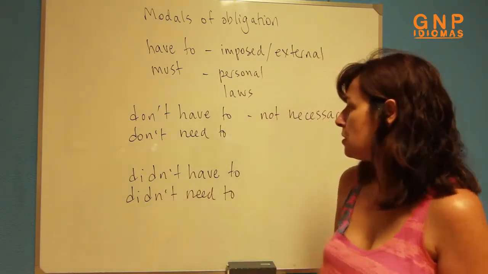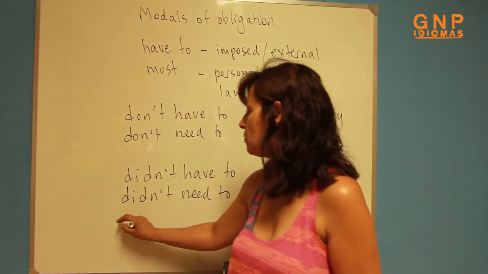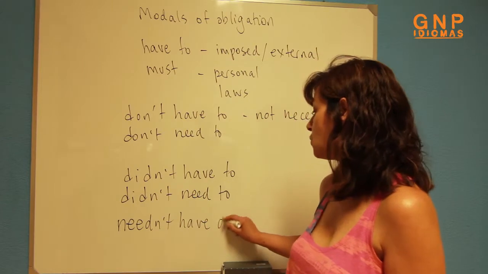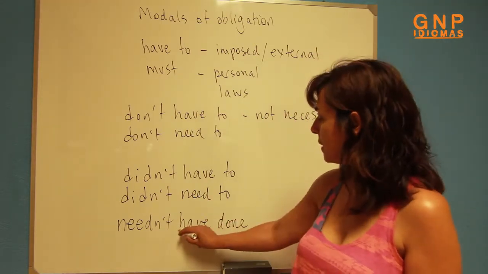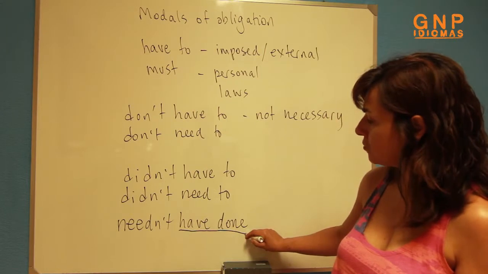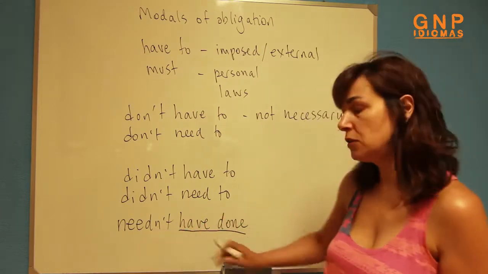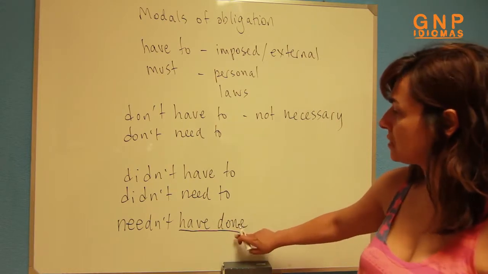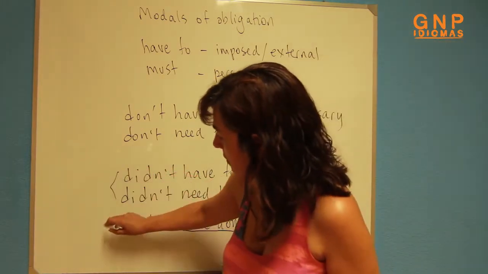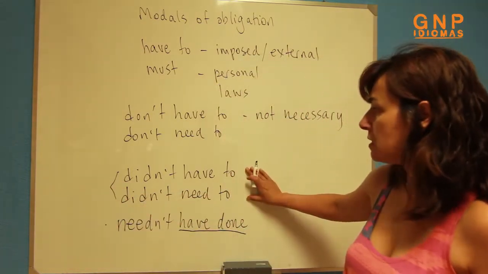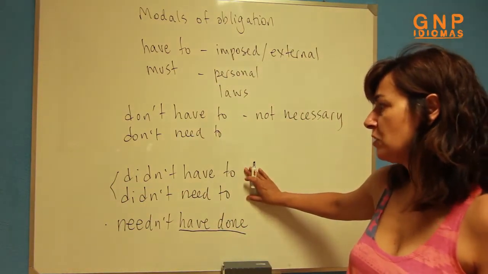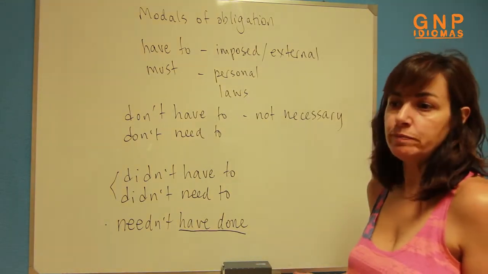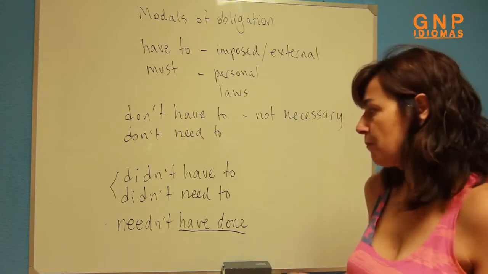But there is another structure which is needn't have done. All right? Also a past. You know that you use a present perfect structure after a modal, often to turn it into a past. This is different from this, okay? These two things are different. This is, you're describing a situation where something wasn't done because you were told in time that it wasn't necessary. So I didn't have to do it, or I didn't have to do the test because the teacher didn't come.